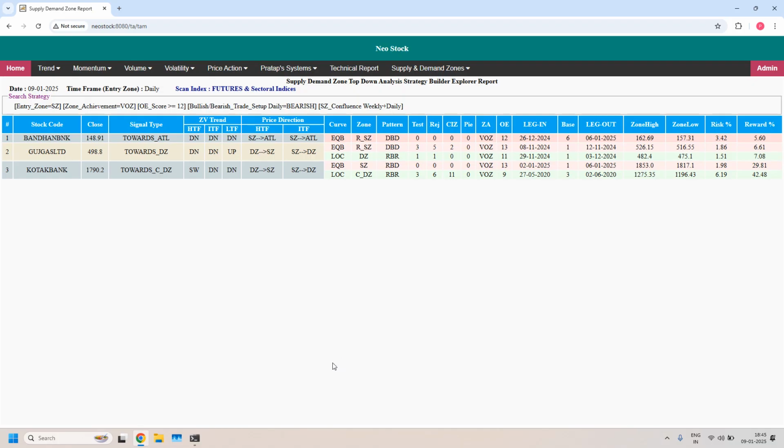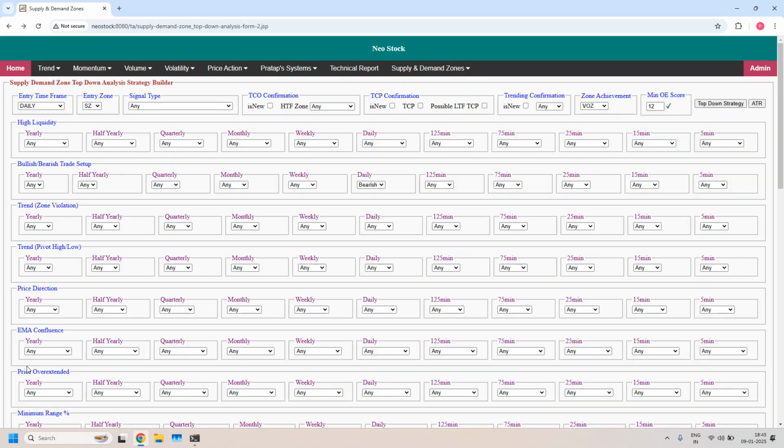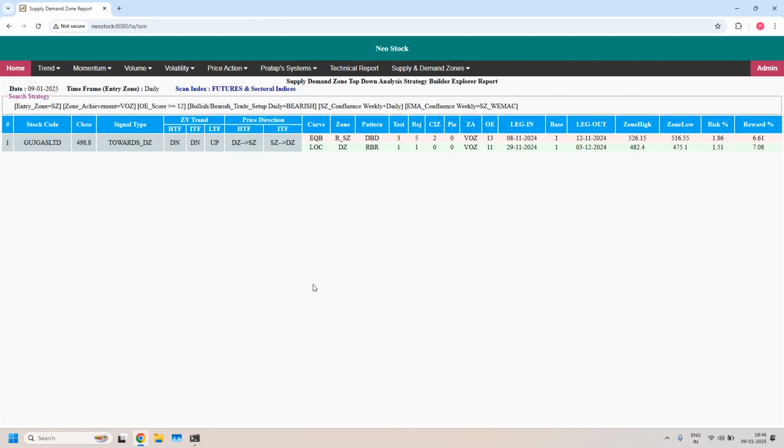Okay, out of these 3, how many are having ITF supply zone confluence? Let's verify. In the EMA confluence, at weekly time frame. Why weekly? Because the daily zone is part of the weekly zone. That's why we are looking for weekly supply zone having weekly EMA confluence. We got 1 stock.